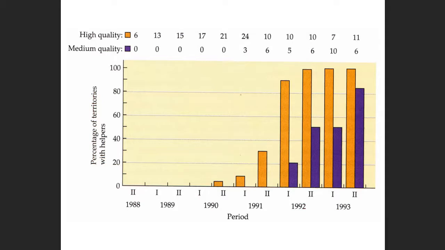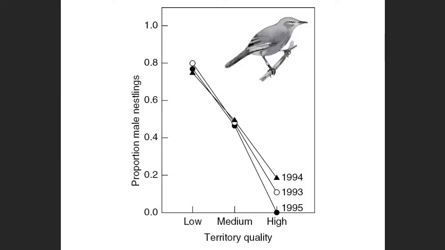And that's because on the high quality territories, the helpers could actually help their parents rear an extra chick. So they were getting a benefit from helping. On low quality territories, even with helpers, you can't successfully raise more than one chick. So territory availability has an effect, but the birds are responding adaptively to not just the availability of territories, but also the quality of territories.